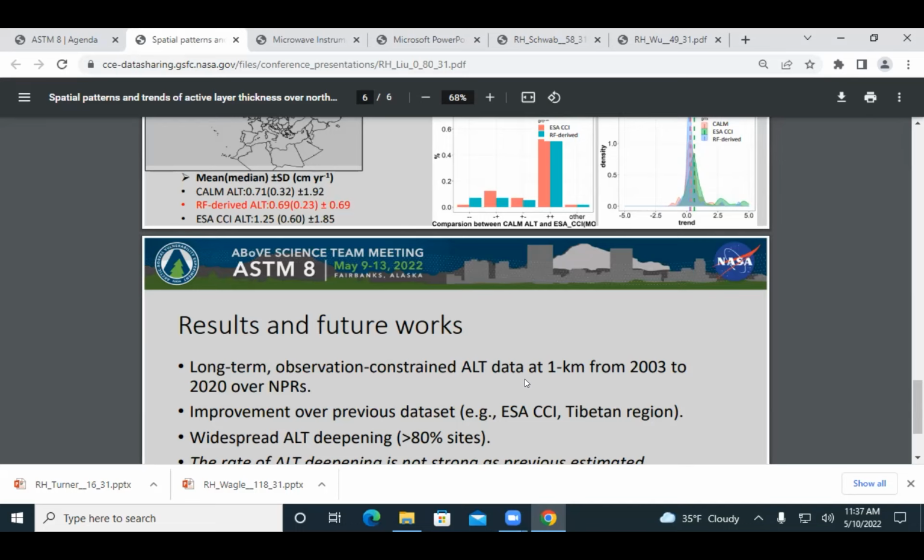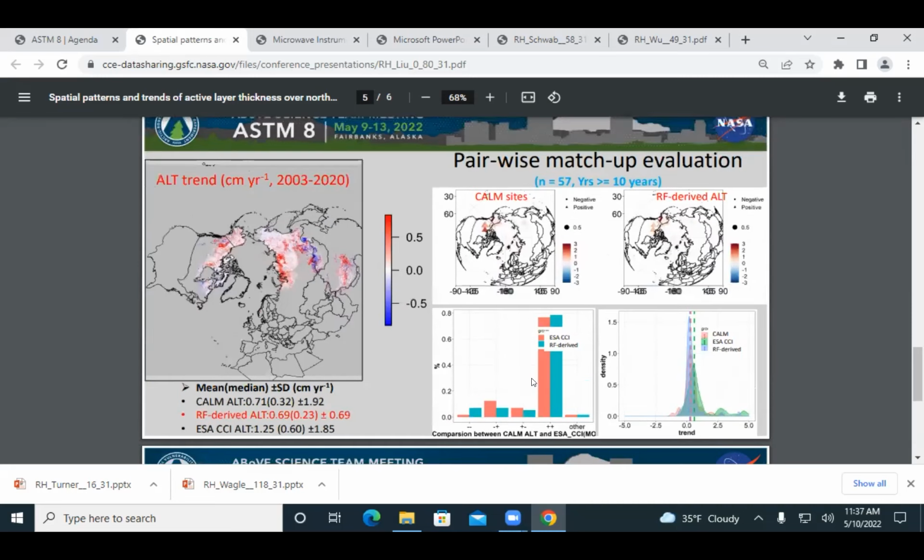It looked like your random forest model did a good job predicting mean active layer thickness, but it maybe underpredicted some of the larger deepening trends. Are there any ideas of what variables might be missing from the random forest to account for those larger trends? I think probably it is the temperature trend, because there are some slides I didn't show.